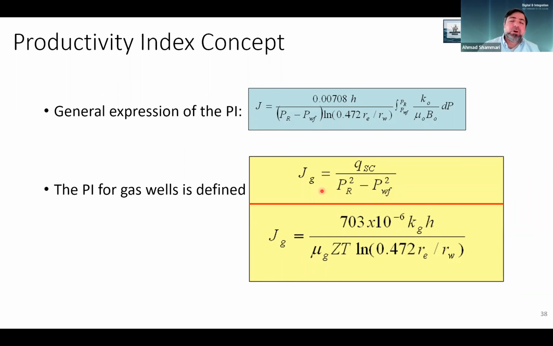However, when we talk about gas, there is a better method, called the back pressure or Fetkovich method, which will need probably several points. But for example, in certain software like PipeSim, you will find that you can enter the gas PI. Okay.